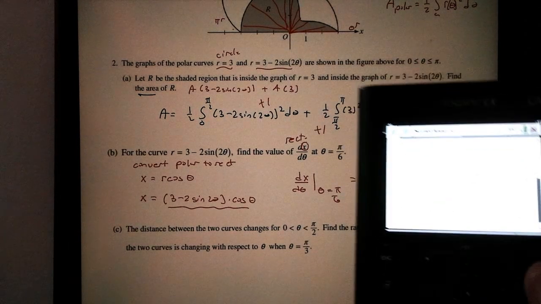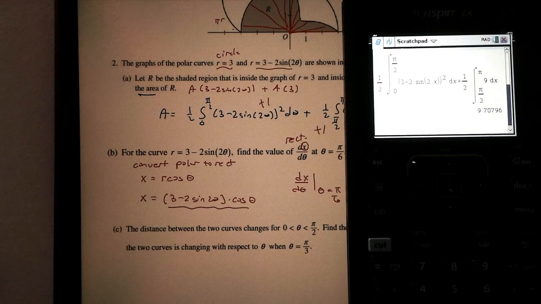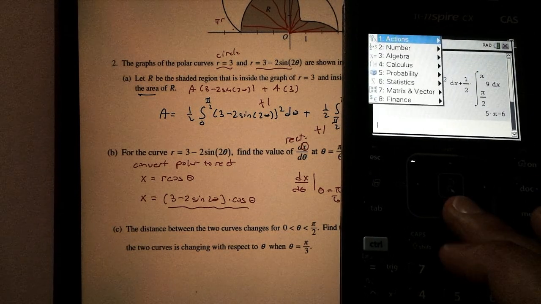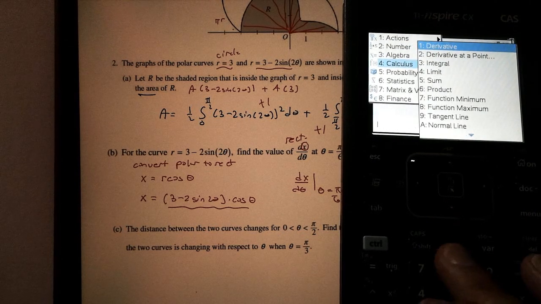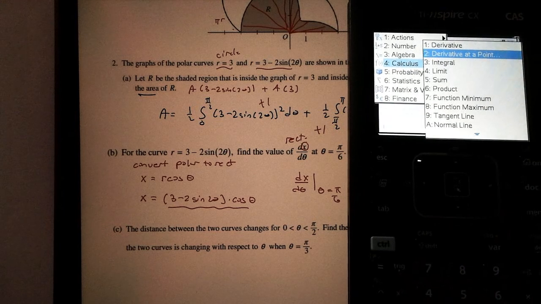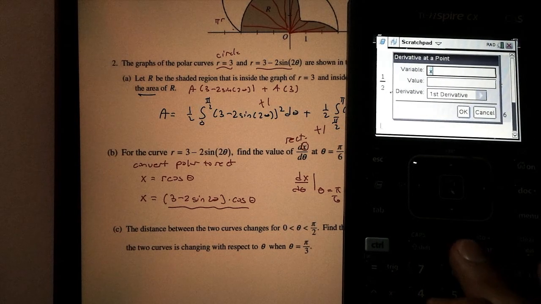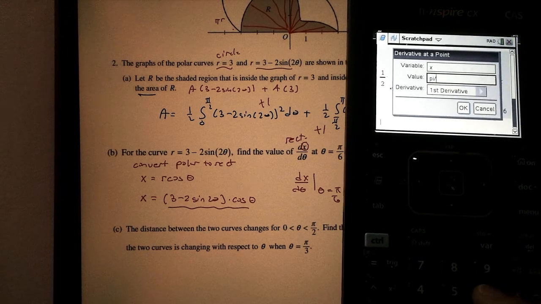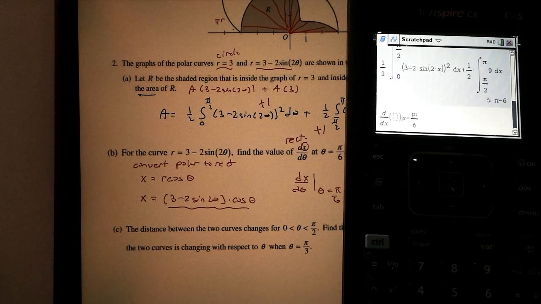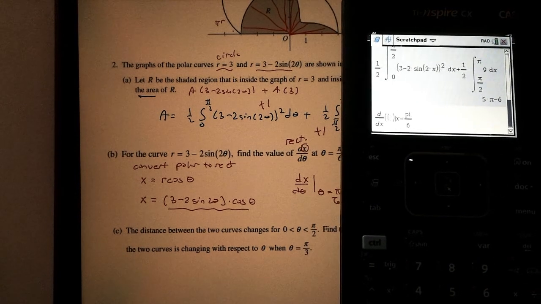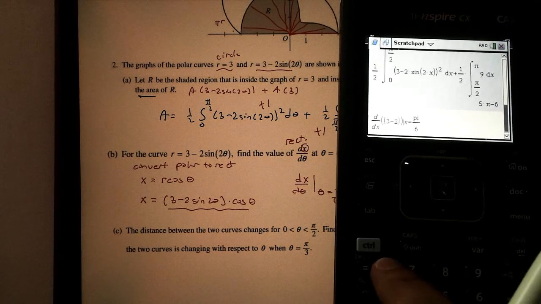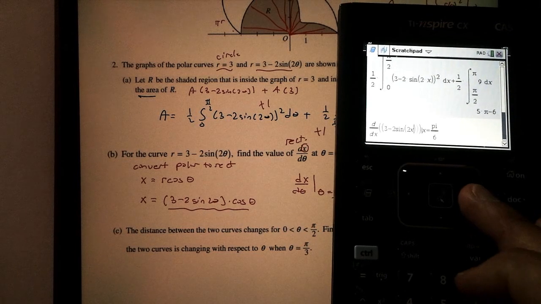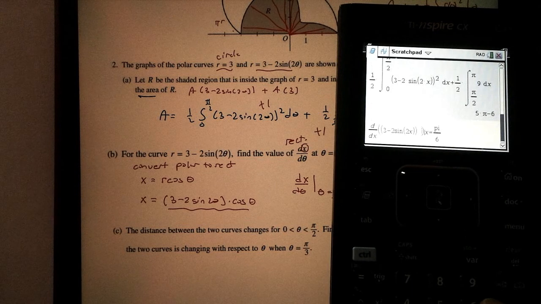Remember, our calculator is very useful for a lot of skills, and one of those skills is taking derivatives for us. So I'll go menu, calculus. I'm looking for the derivative this time at a point, and I'm going to use x again, and I'm looking for the answer at pi over 6. First derivative is okay, and I could just type in my function exactly as it looks. 3 minus 2 sine 2 x, go outside of that, times cosine of x.